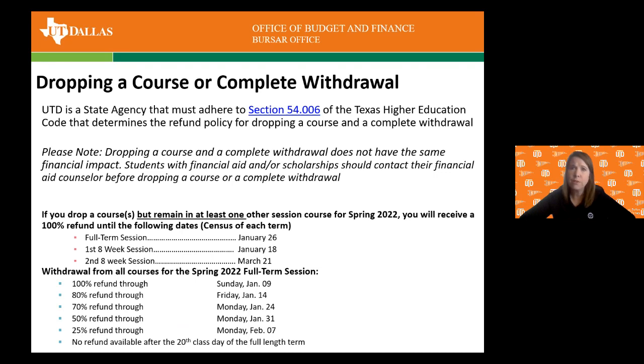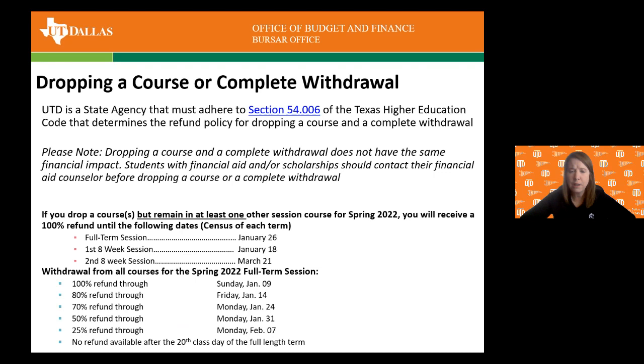Completely withdrawing from the university is a little different. That means you withdrew from every class that you were enrolled in for that semester. It doesn't necessarily mean that you don't plan to come back to UT Dallas. It just means that you're no longer enrolled in that semester. When we talk about complete withdrawal, sometimes students think that means they're never going to enroll in UT Dallas again. Again, it just means that you are dropping all classes for that one semester. And so it's important to follow the deadlines for dropping and withdrawing.